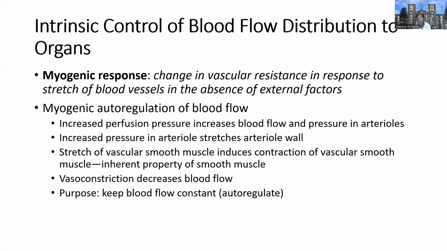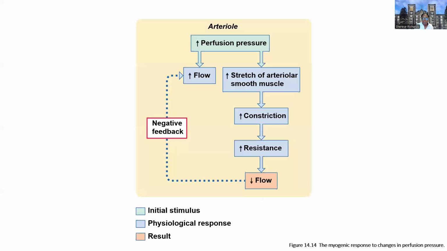vasoconstriction, which decreases flow. And the whole purpose of this is to keep the blood flow relatively constant, right? To auto-regulate that flow. So increased stretch means increased constriction, means vasoconstriction, means decreased flow, right? So that is the myogenic, and myo meaning muscle, the muscle or myogenic response.